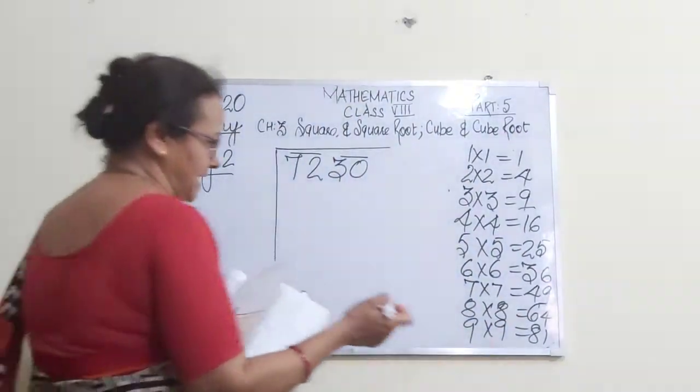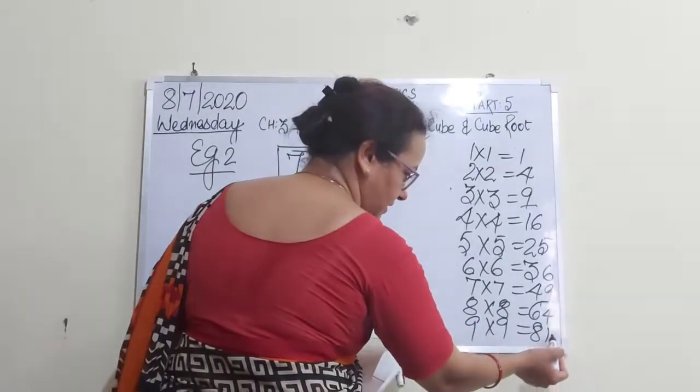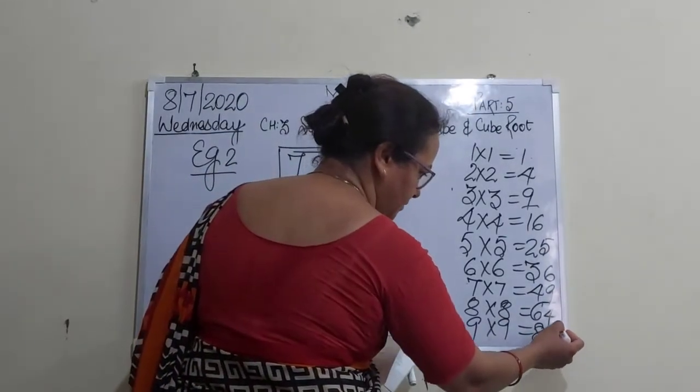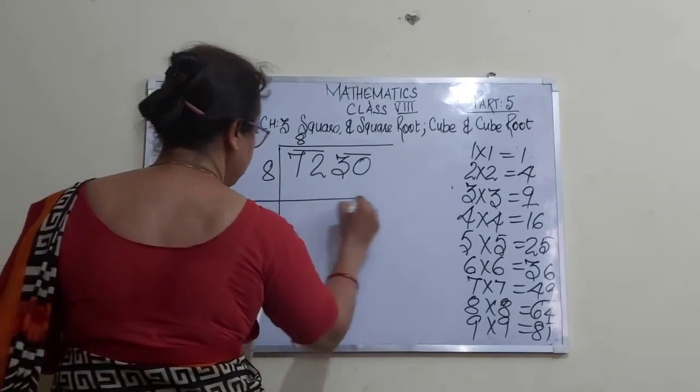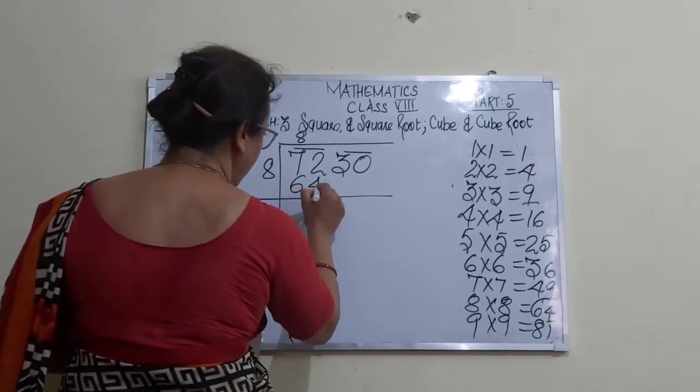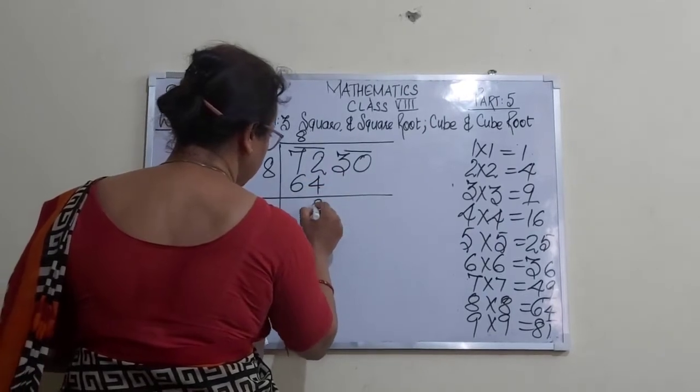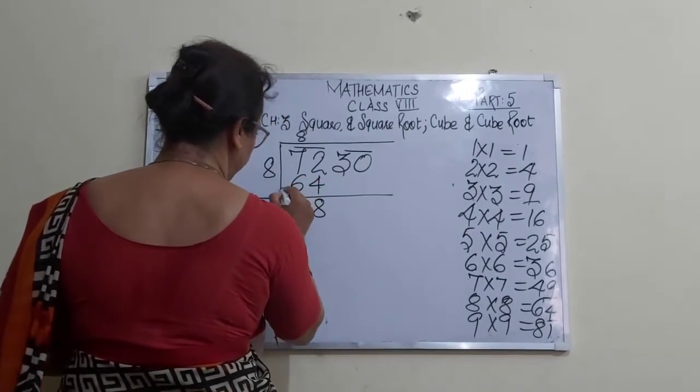So let's see. 64, 81. So it will be lying between them. So we will take 8. 8 8s are 64. 72 minus 64 is 8. This is 0. That's right.